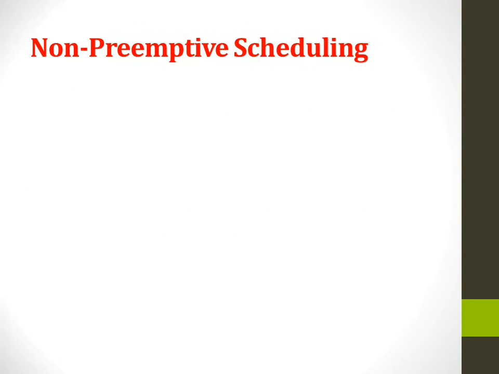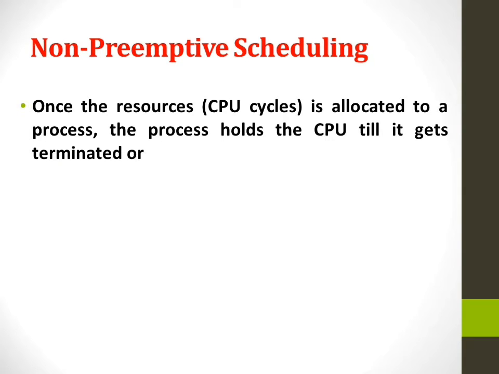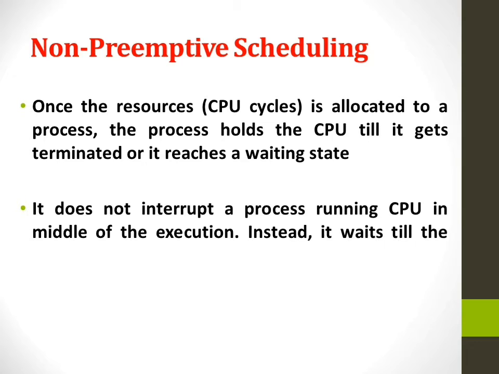Next question. What is non-preemptive scheduling? In this scheduling, once the resource is allocated to a process, the process holds the CPU till it gets terminated or it reaches a waiting state. Non-preemptive scheduling does not interrupt a process running on the CPU in the middle of its execution. Instead, it waits till the process completes its CPU burst time and then allocates the CPU to another process. Non-preemptive scheduling is called rigid, as even if a critical process enters the ready queue, the process running on the CPU is not disturbed.